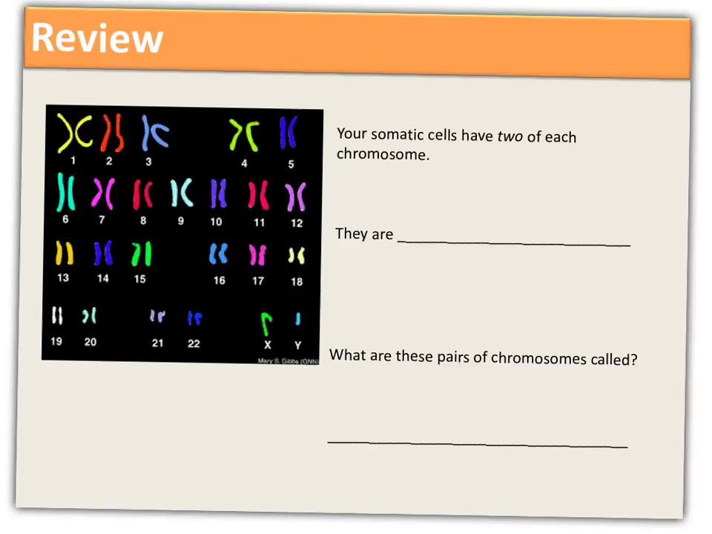So, your somatic cells have 2 of each chromosome. 2. What comes to mind when you think of 2? Uno or dos? Dos. That means two. These are called what? Diploid. Okay, what are these pairs of chromosomes called? How about number 4?